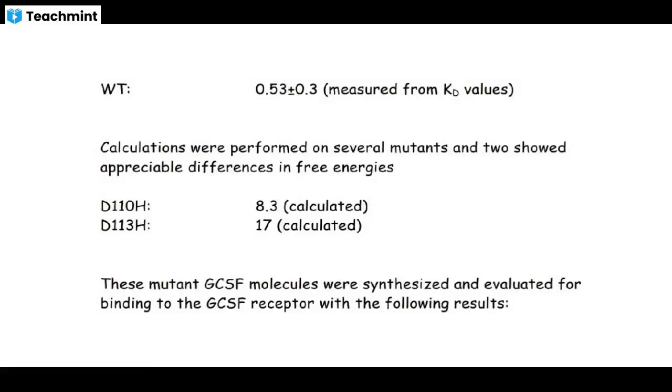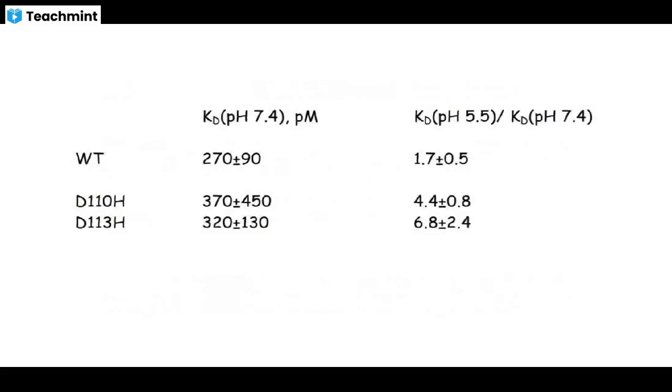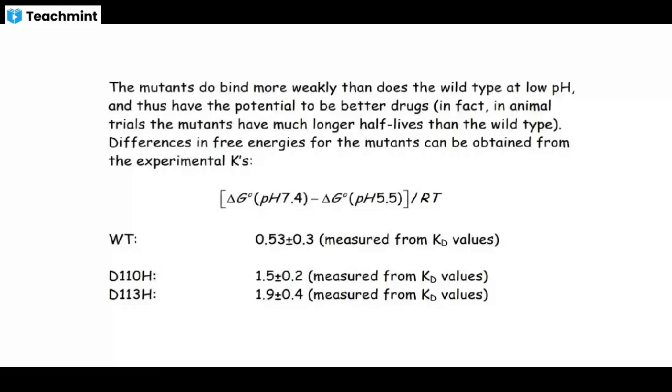So these are mutated forms, or improved versions, of the drugs. Here these mutants were synthesized and evaluated for binding to the receptor with the following result. Here you get the better result. The mutants do bind more weakly than the wild type at low pH. So that is the desired property, and thus they have the potential to be better drugs.